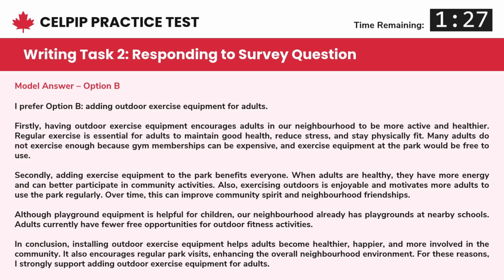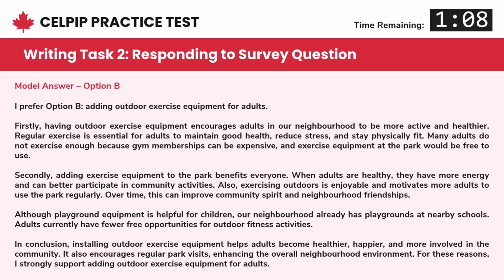Now I'll explain why this response effectively answers the question. If you need more time, pause the video and carefully read through the text. This writer clearly selects adding outdoor exercise equipment for adults as their preferred option from the beginning. The response gives two strong reasons to support this choice.